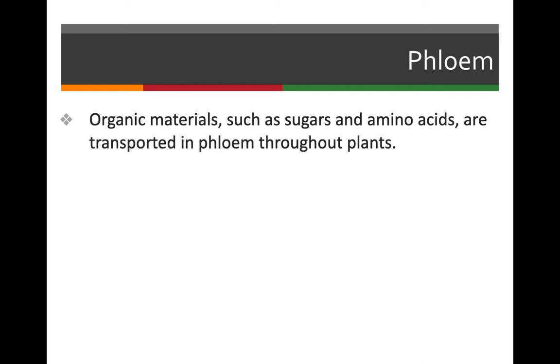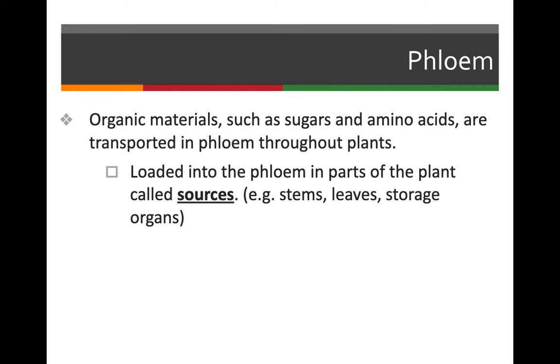So, in the phloem, you have the transport of organic materials such as sugars and amino acids. And so these materials are loaded into the phloem in parts of the plant called the source. So a source might be the stems, the leaves, the storage organs like the roots.